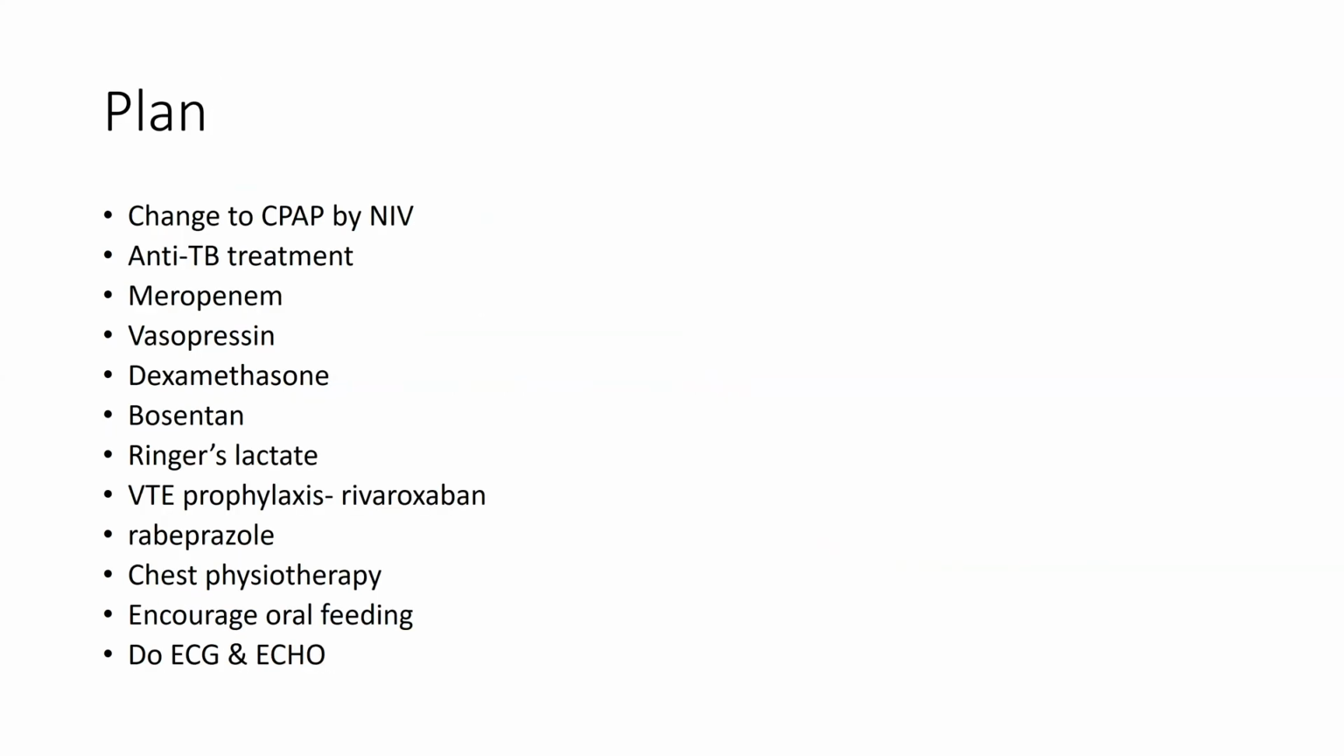So our plan at that time was changed to CPAP by NIV, reinstitute anti-TB treatment, start on meropenem, vasopressin, Dexa, bosentan for the pulmonary hypertension, IV fluids, as we said initially, he was dehydrated, VTE prophylaxis, rabeprazole, and then chest physio, encourage oral feeding, and then do ECG and echo.